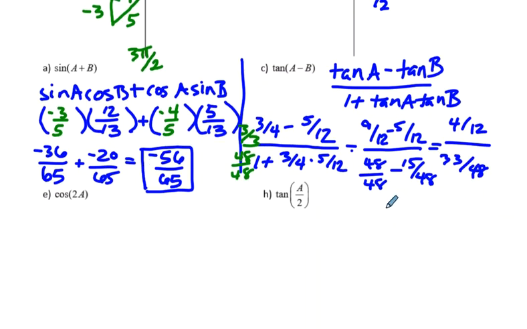Okay, so I'm going to do 4/12 times 48/33. And I know that 48/12 is 4, so I'm going to just make that 4. And then my final answer is 16/33.